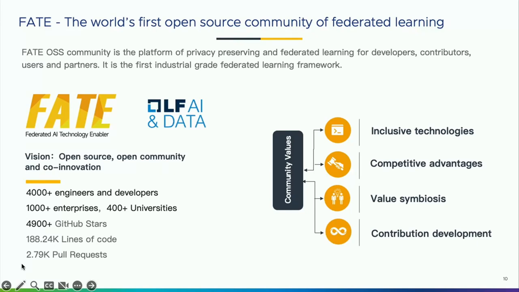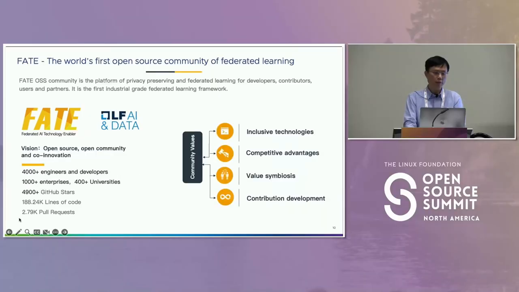The first one is called FATE, F-A-T-E. It stands for Federated AI Technology Enabler. It is currently hosted under the Linux Foundation LF AI and Data Foundation. Right now, we have a very large community of 4,000 plus engineers and developers, 4,900 plus GitHub stars, and about 200K lines of code. This is the first open source community of federated learning in the world, and it provides an industry-grade platform for privacy computing and federated learning for developers and contributors.